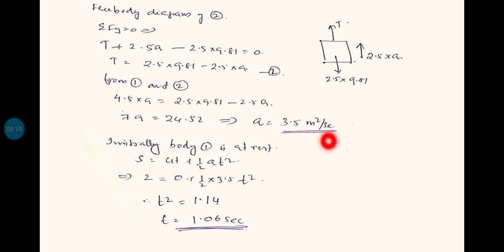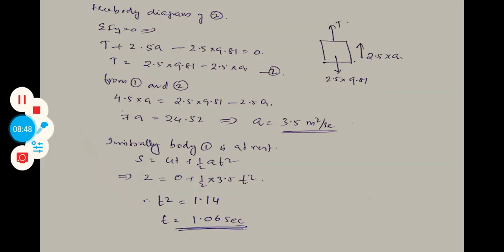So that was our first part, the acceleration of the body. So we got the answer. And then the next one is the time required by the first body to move till the end of the table. Here we know that the distance that the body has to move is 2 meters. So s is 2 meter. Initially the body was at rest, so u is equal to 0. Now time taken we want to find out. Acceleration we already got as 3.5. So substituting in s equal to ut plus half a t square, u is 0, so this term is 0. So from half a t square, t square equals 1.14 and t is equal to 1.06 second. That is our answer.